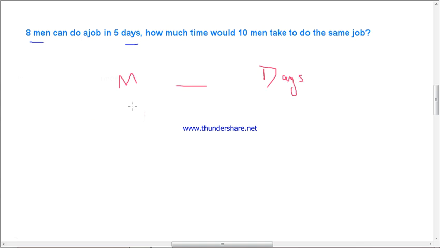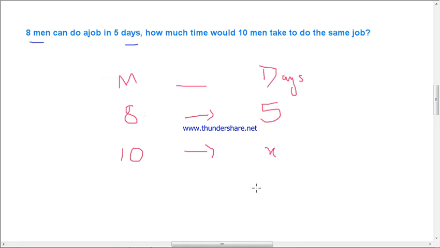Now see, the first given quantity is 8 men can complete the job in 5 days. The job could be anything, it's just a job mentioned over here, so we'll assume it's a job. 8 men will take 5 days to complete the job. Now they're asking how much time it will take if we have 10 helping hands, 10 men doing the same job.